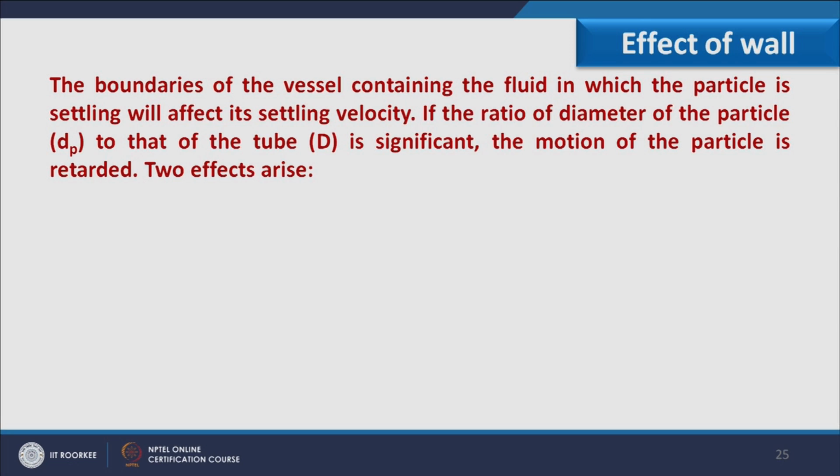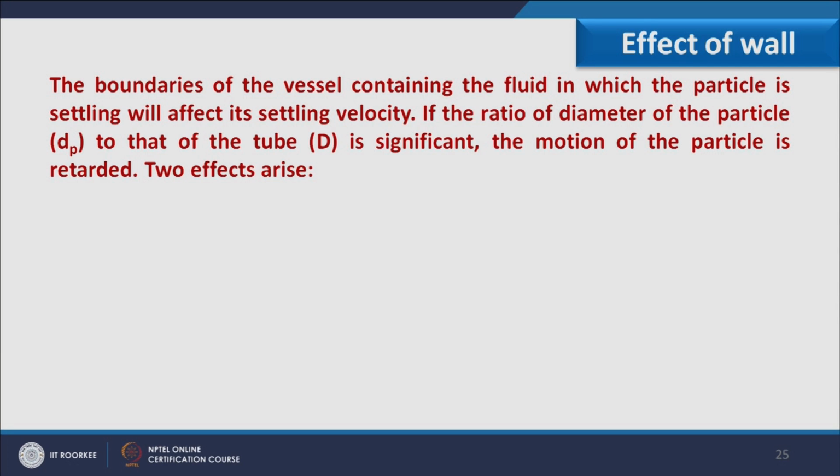So, the boundaries of the vessel containing the fluid in which particle is settling will affect its settling velocity. If the ratio of diameter of the particle dP to that of the tube capital D, where D is the inner diameter of cylinder or tube, is significant, the motion of particle is retarded.